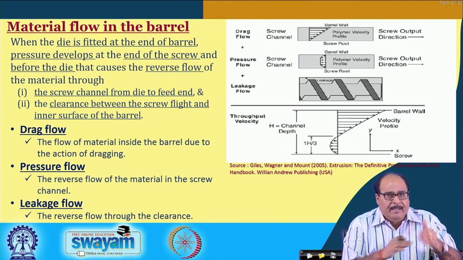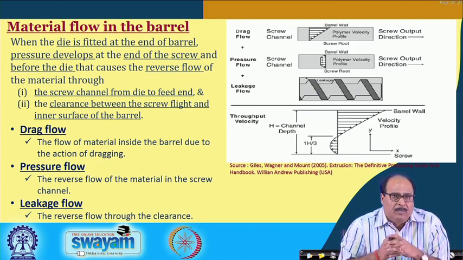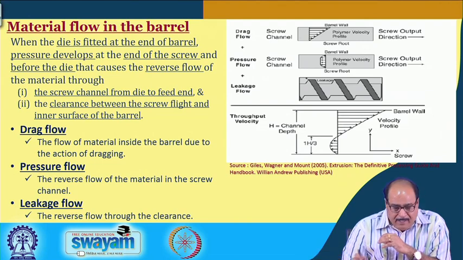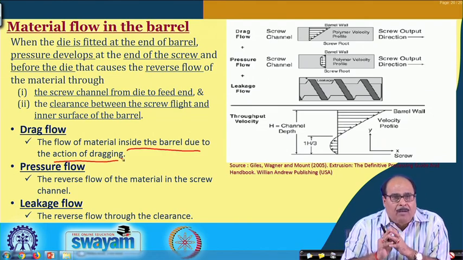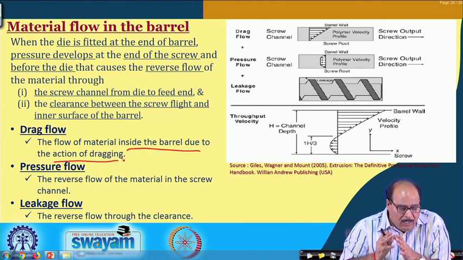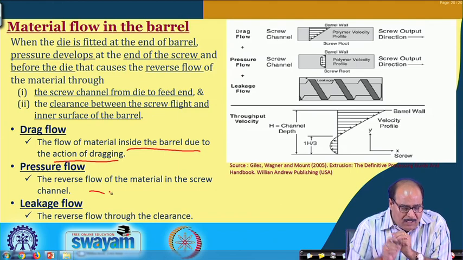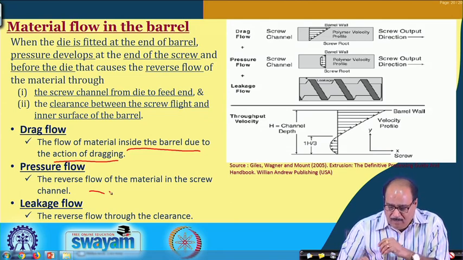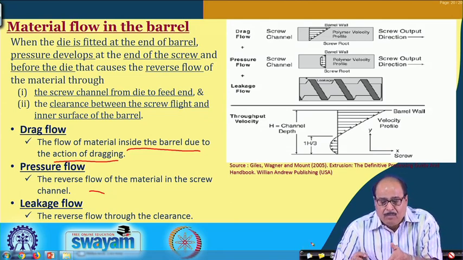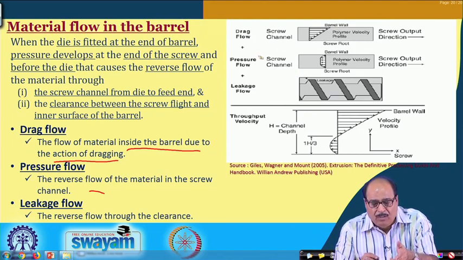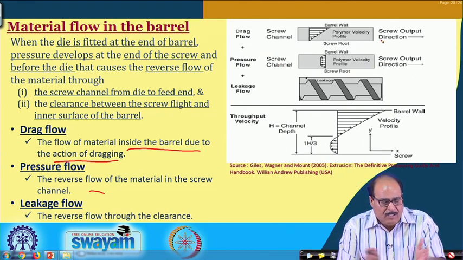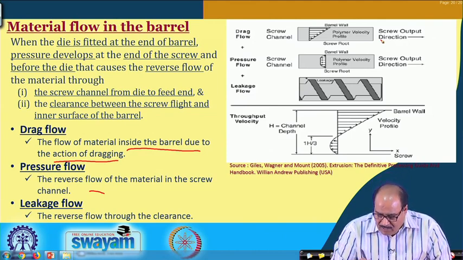As a result of this, different types of flows take place, like drag flow, pressure flow and leakage flow. Drag flow is basically the flow of the material inside the barrel due to the action of dragging. The pressure flow is the reverse flow of the material in the screw channel, whereas the reverse flow of the material through the clearance is known as leakage flow. In this figure you can see the screw channel, how the drag flow and pressure flow are going, and the screw output direction. These different types of flow are shown schematically in these figures.